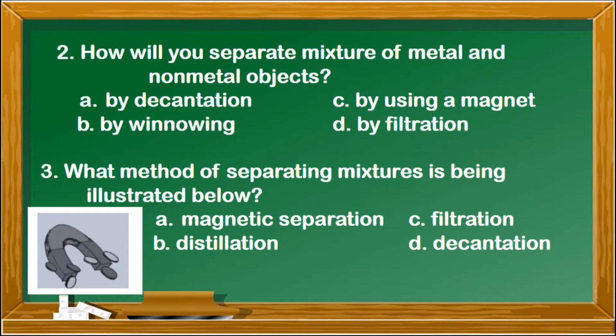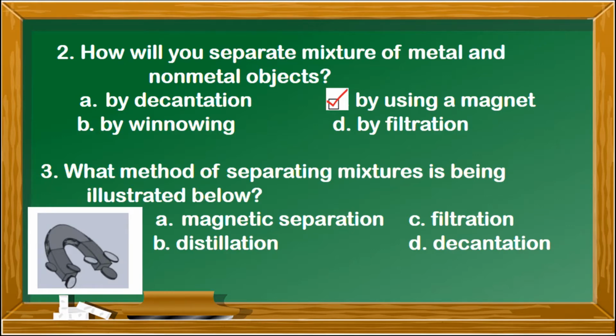Number 2. How will you separate a mixture of metal and non-metal objects? Letter A. By decantation. B. By winnowing. C. By using a magnet. D. By filtration. Answer is letter C. By using a magnet.